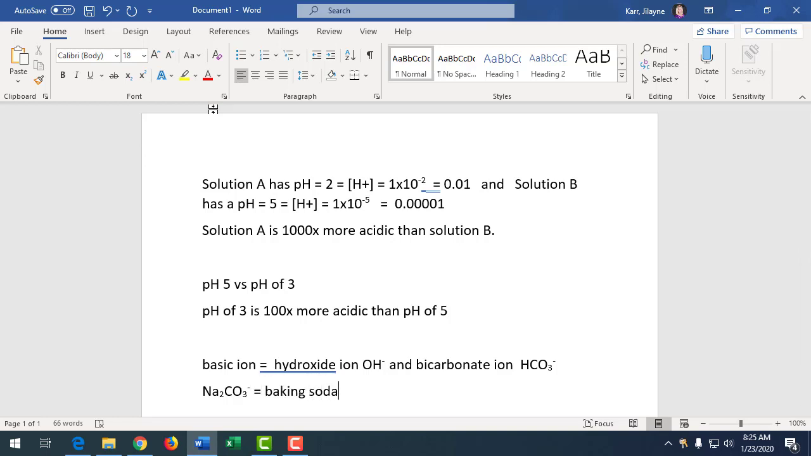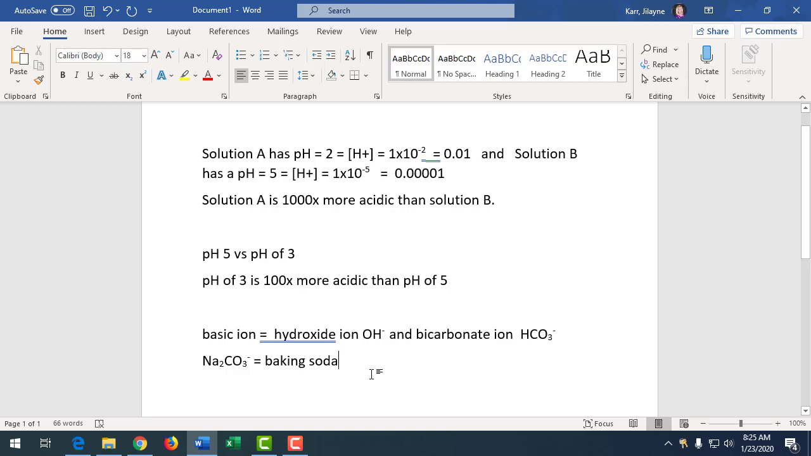And that bicarbonate ion combines with H plus in water when it's dissolved, and we get this basic ion that's going to bind up excess hydrogen ion in the environment. So baking soda is an excellent base. It's bitter and will neutralize a low pH.